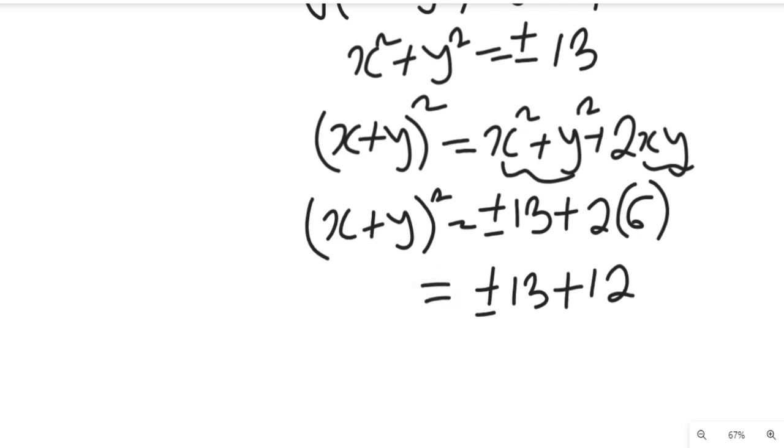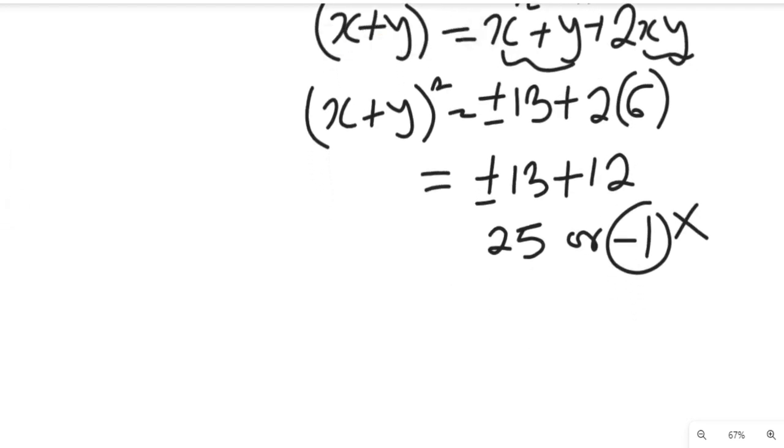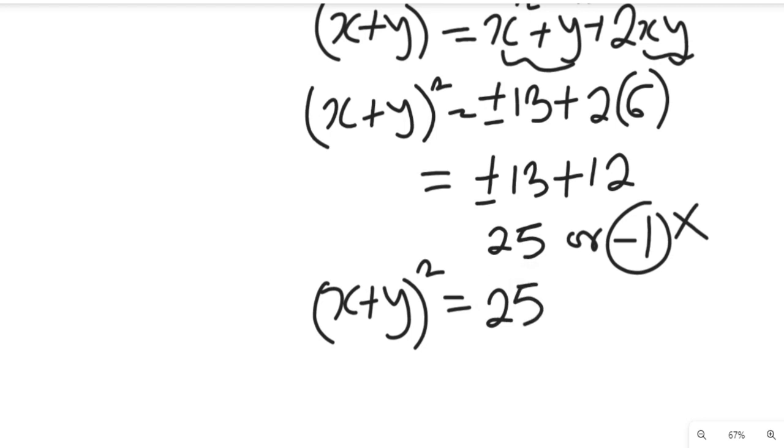On one part, plus 13 plus 12 will give us 25. On the other hand, minus 13 plus 12 will give us minus 1. So because this is negative, we discard it. So we'll have 25 as the real value we are going to work with. So we'll have (x plus y) all squared to be equal to 25. So what we'll do is to square root both sides.